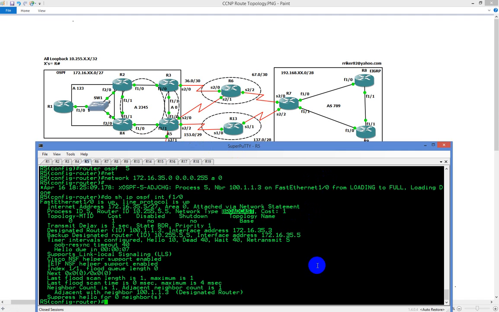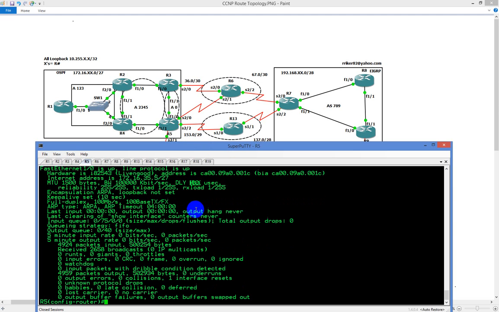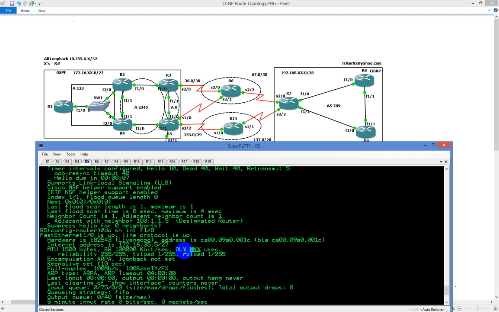I have a broadcast network type by default because it detects Ethernet. If I was to type in do show interface fast 1/0, I am using the encapsulation of ARPA. My bandwidth is 100 kilobits per second. I have a delay of 100, which actually doesn't have anything to do with it here because of what type of protocol it is.